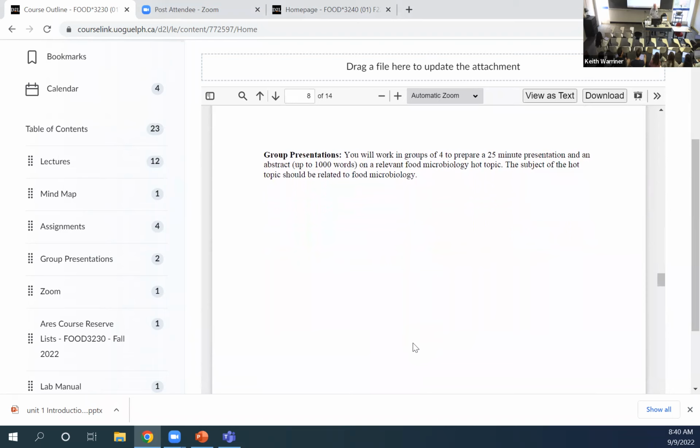So in the group presentation, you get into groups of 4. You've got to pick a subject on food safety or food microbiology. Like one year we had somebody talking about art for some odd reason. But anyway, keep it to food micro. Can be anything, food micro. So once you've chosen your subject, you write an abstract, and I've given you an example abstract on the course link. Then you give about a 25-minute presentation, and then you answer questions.